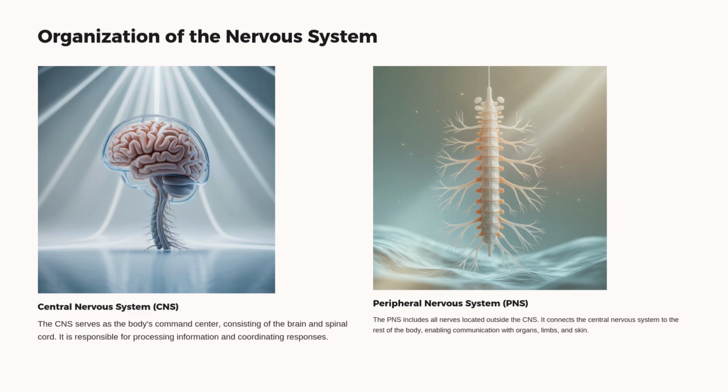Peripheral nervous system, PNS. The PNS includes all nerves located outside the CNS. It connects the central nervous system to the rest of the body, enabling communication with organs, limbs, and skin.